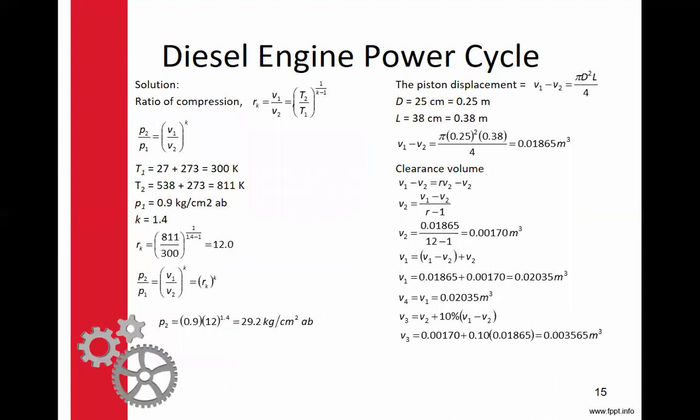Solution. The compression ratio R sub K is equal to V1 over V2, which is equal to (T sub 2 over T sub 1) exponent 1 over K minus 1, and P2 over P1 is equal to (V1 over V2) exponent K. T1 in absolute is 27 plus 273, which is 300 Kelvin. T sub 2 is 538 plus 273, which is 811 Kelvin.